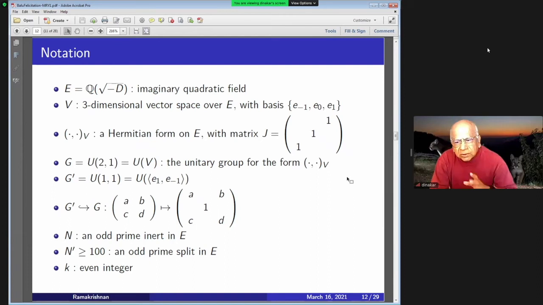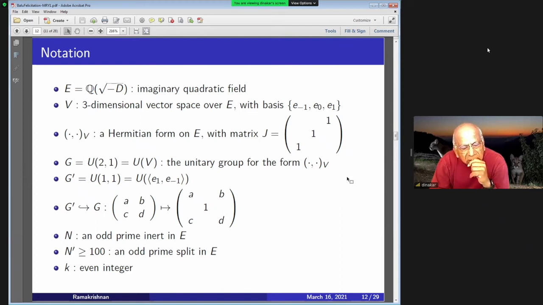I mean, there are various ways to do it. This is a skew Hermitian, but anyway, it's a Hermitian form. Then you take the U2, the unitary group for this form, and G prime is U1,1. That's the unitary group of the subspace defined by E minus 1 and E1. So there's a natural embedding here of U2 inside U3, which sends ABCD to this U3 this way.